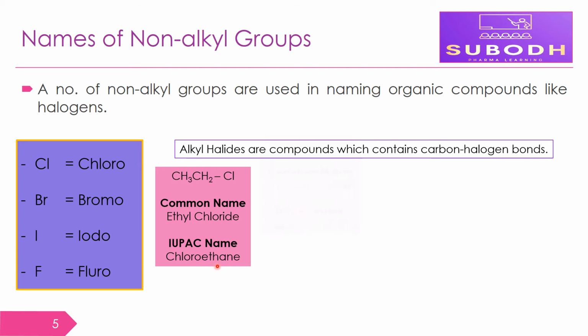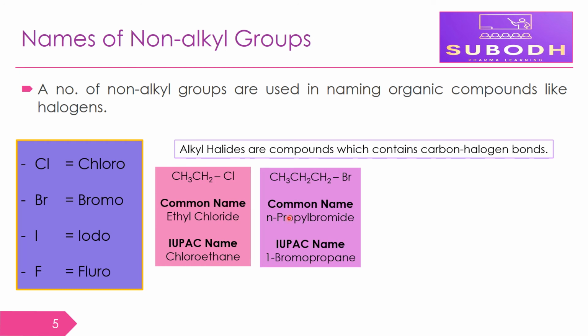Likewise, see the example of n-propyl bromide. Here, the bromine is attached to propyl group. So, it is named as n-propyl bromide. But in IUPAC system, it is named as 1-bromopropane, as the bromine is attached to carbon of first position.